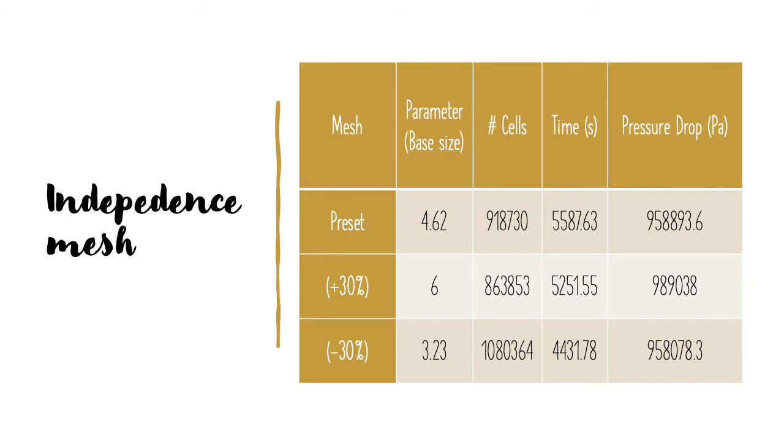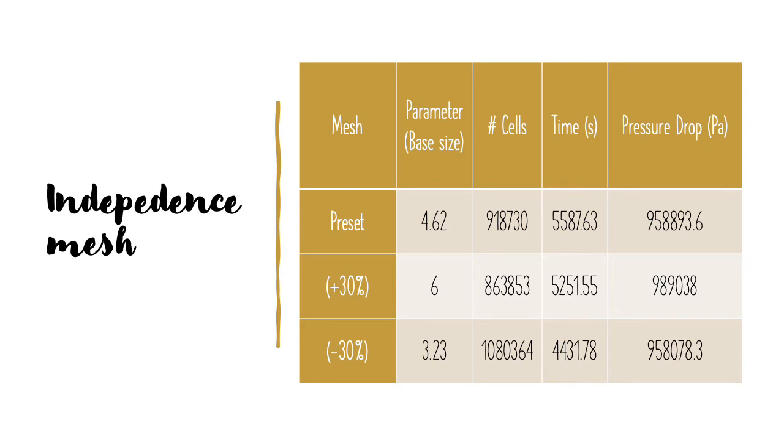To prove that the mesh created is the most efficient, it is necessary to make a mesh independence comparison between the mesh created and two new meshes with different base size, one with minus 30% of the original base size and the other with plus 30% of the original base size. In the table shown, you can see the comparison.